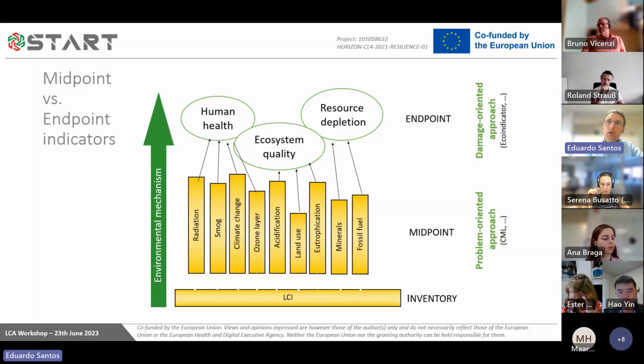So if we are emitting CO2 from a pipe or from a chimney, that can go into, for instance, climate change, and account for the amount of CO2 that is being emitted. That is what the midpoint indicator does. Then we have endpoint indicators, which go a bit beyond, and they look at what is the damage that CO2 emissions are going to generate, and that is when the endpoint indicators come in.